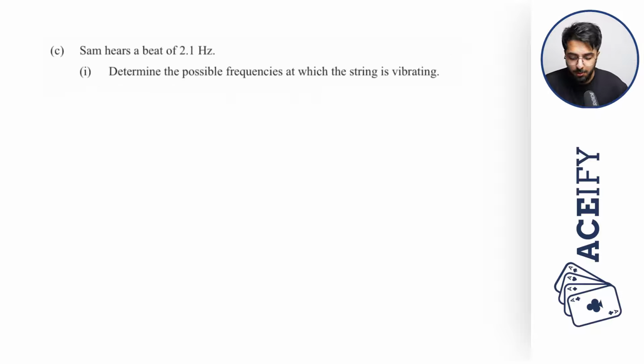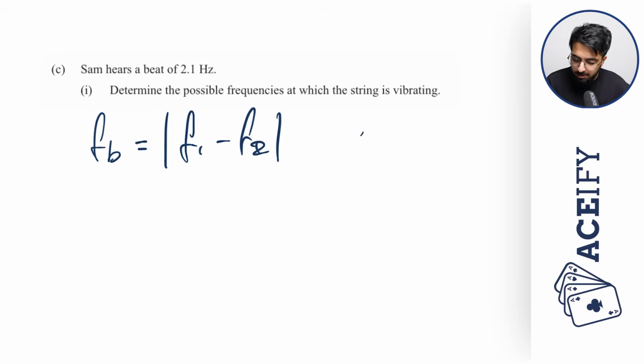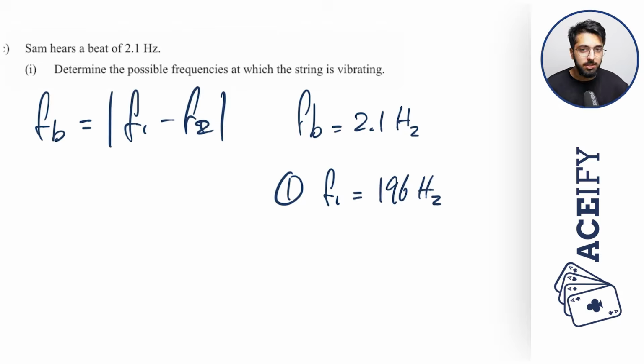Sam hears a beat of 2.1 Hz. Determine the possible frequencies at which the string is vibrating. Okay, so we know the equation for our beat frequency is f beat is equal to the absolute value of f1 minus f2. And so obviously we know that f beat is equal to 2.1 Hz. There are two situations that we need to consider. The first situation is when f1 is equal to 196 Hz, which again we know is the fundamental frequency.